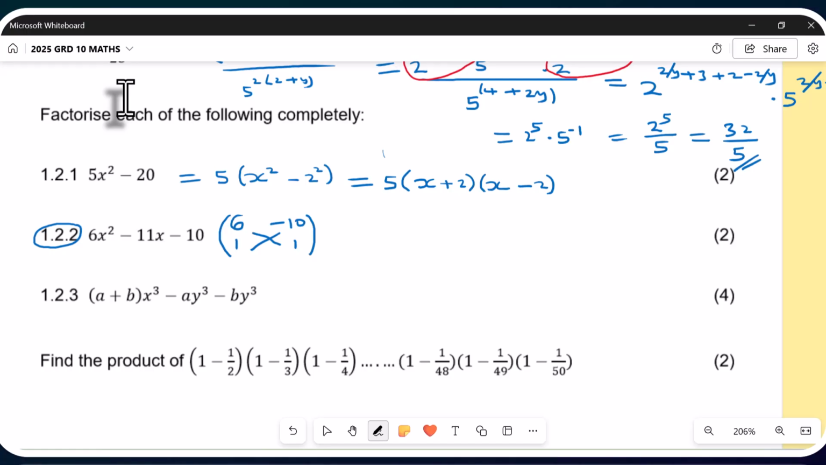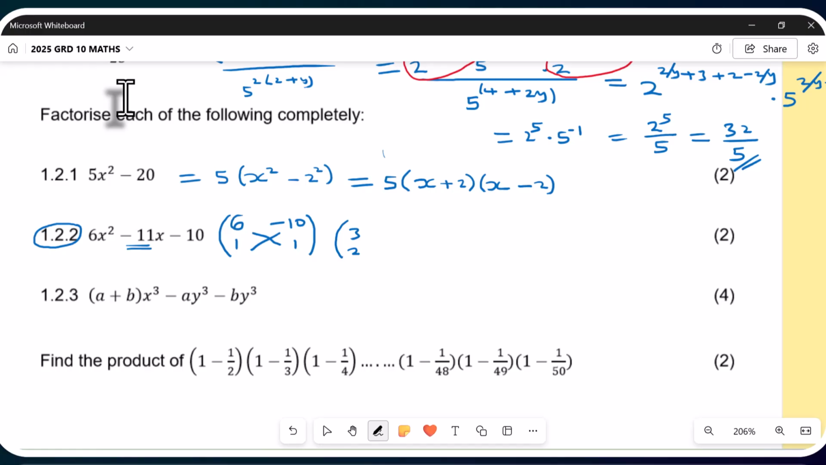Let me explain again. You see this 6, you can write it as 3 times 2. Then the negative 10 can also be written as what? As 2 times negative 5. So the same things go together. Is it fine now? Yes.